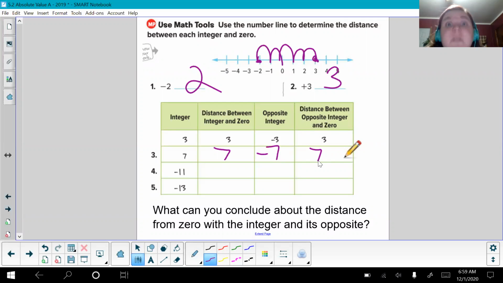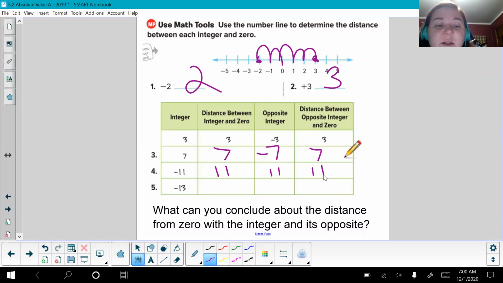Opposites are the same distance from zero, right? So keep that in mind. So how far is -11 from zero? That would be 11 spaces. What's the opposite of a -11? That would be a +11. And how far is 11 from zero? 11.